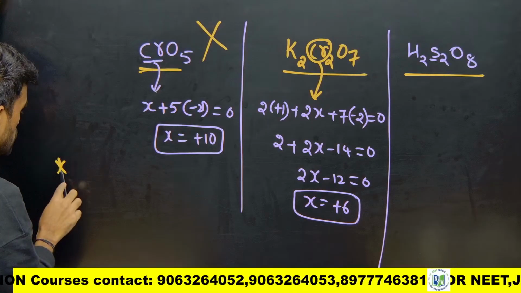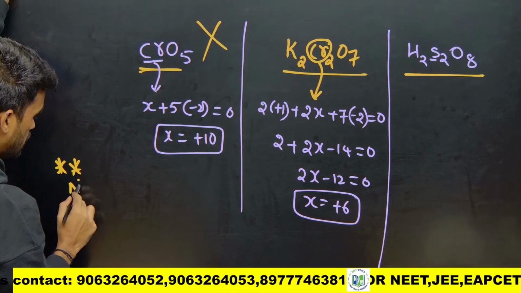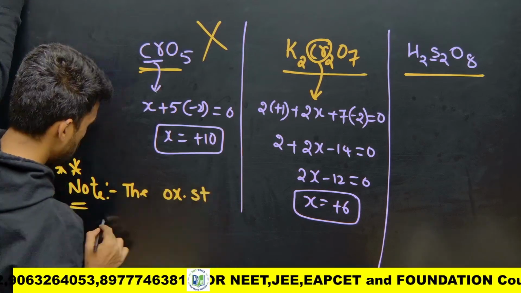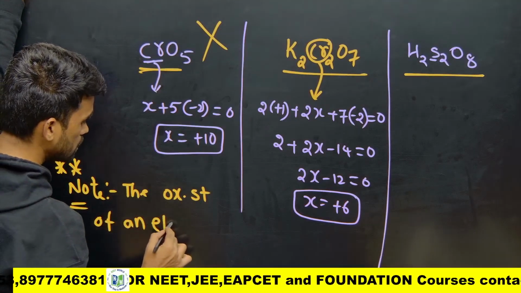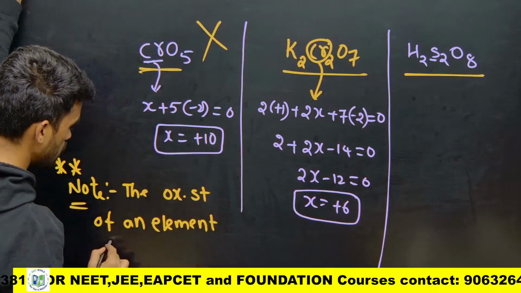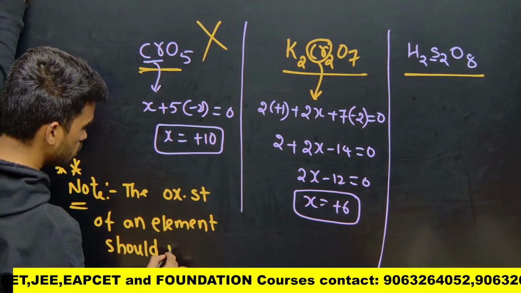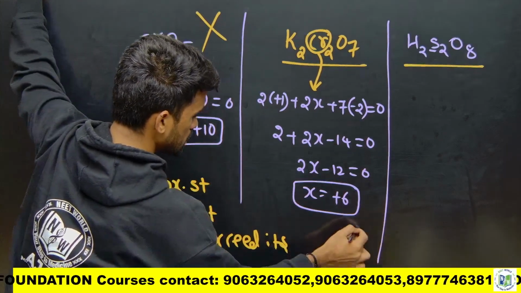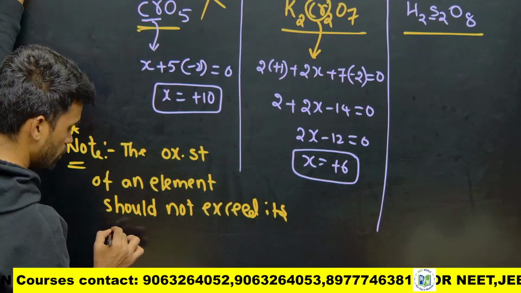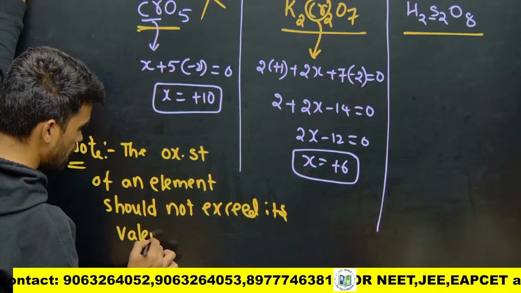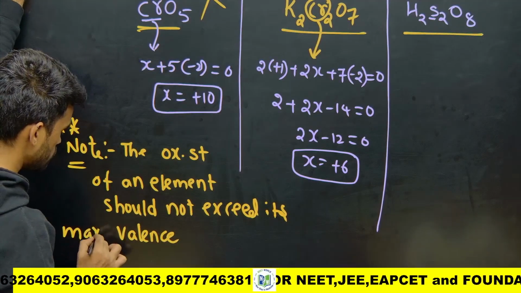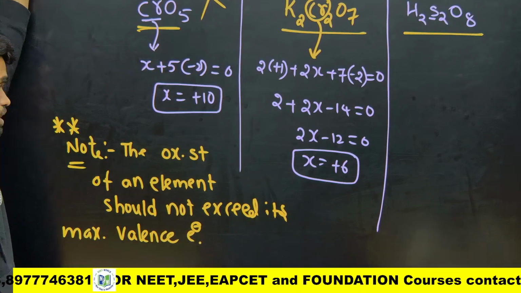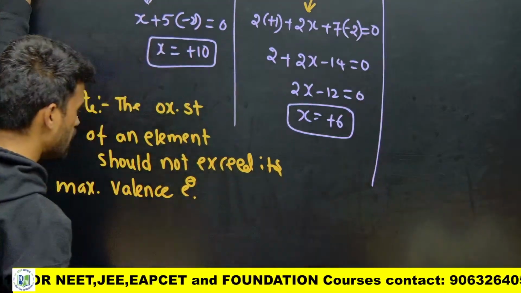So what is the basic condition? Always remember, you can write a note point: the oxidation state of an element should not exceed its valency, its maximum valence electron count.